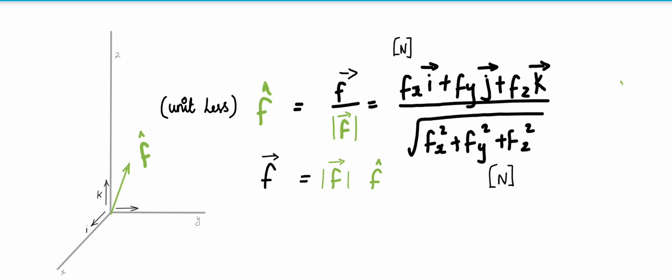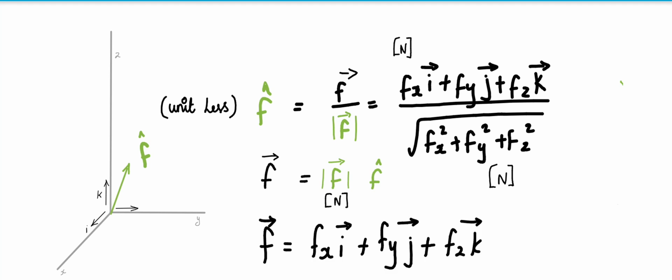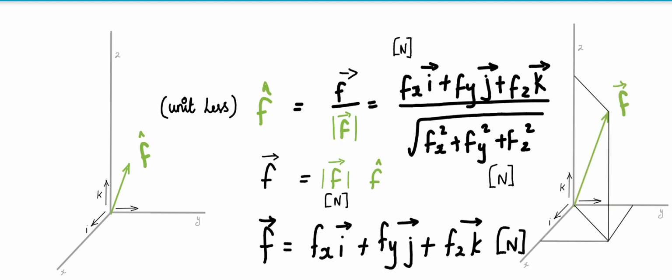So if someone asks, knowing the F vector and the F cap vector, you can see here the F vector is completely defined by magnitude and direction. First magnitude times direction, that gives the F vector. This way, if the direction and magnitude are given separately, we can combine them to form this F vector. That's what I would like to focus on here.